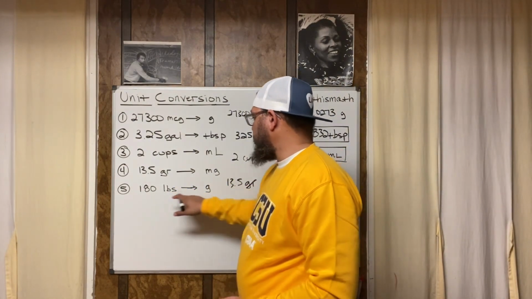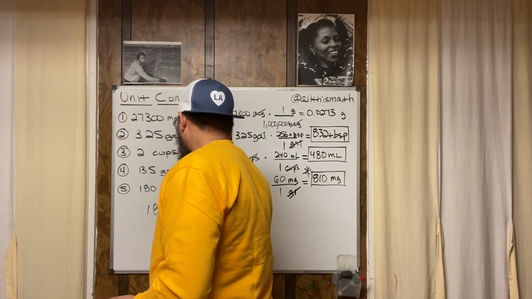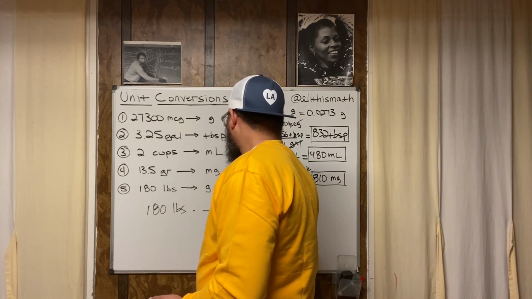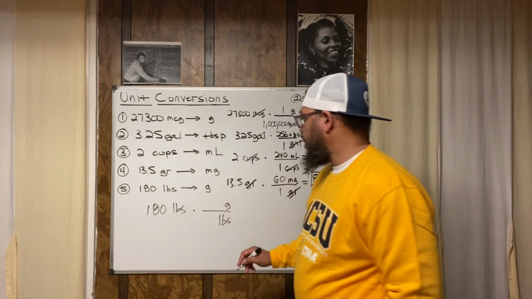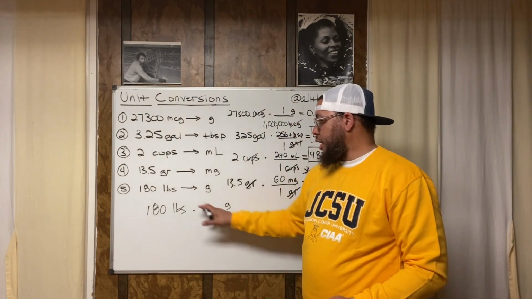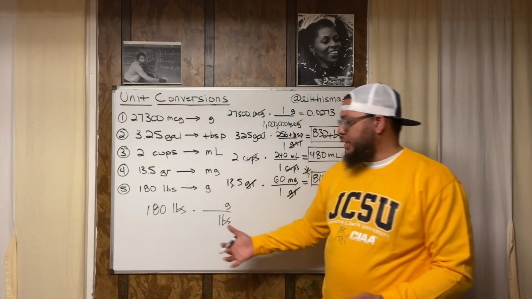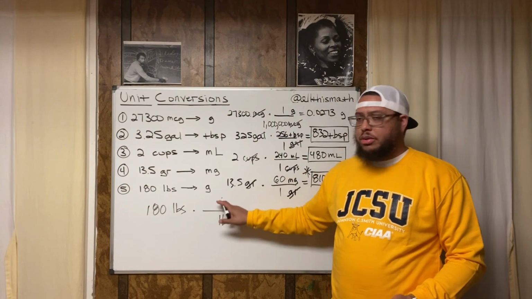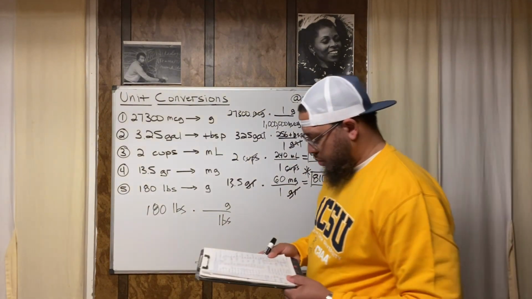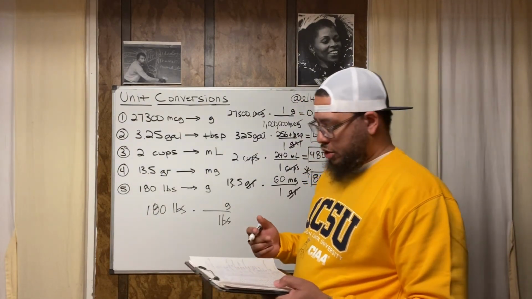Number 5, we're going from pounds to grams. So 180 pounds, multiply that by, let's see, pounds in the bottom, grams on top. These pounds are going to cancel out. That's why I put the pounds on the bottom, because I want to get rid of the pounds and convert pounds into grams. So I put grams on top. That's what I want to end up with. My question is, what's the conversion rate between pounds and grams? 1 pound is equal to 453.6 grams.